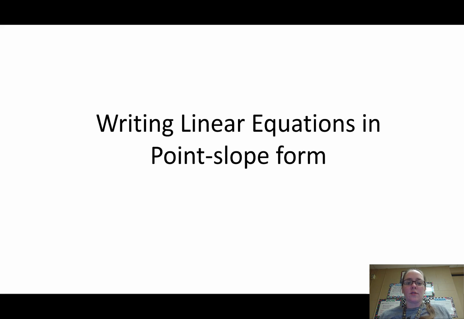All right, so we're going to talk about another form of a linear equation. This is one we don't use extremely often, but it is great for if we're given a point and the slope. So this is point-slope form.